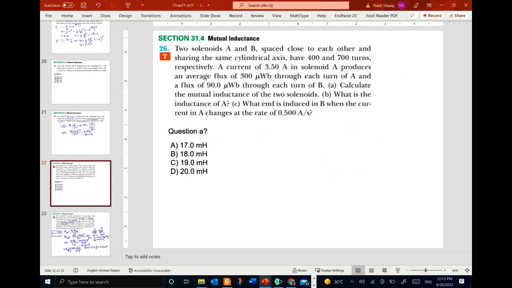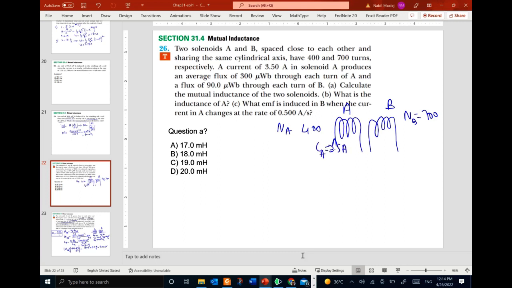Okay. So here, let me draw the situation. We have coil A that has 400 turns. This is NA, and coil B that has 700 turns, respectively. The current in A is 3.5 amps, in a solenoid, and it produces 300 microwebers through each turn of A and 90 microwebers through each turn of B.